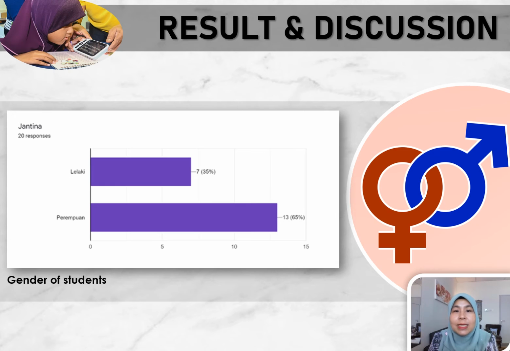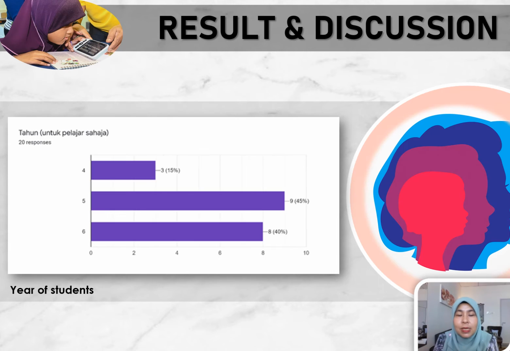The graph shows that 65% of the respondents are female, while another 35% are male students. This question was addressed to a group of students from Year 4, Year 5 and Year 6. According to the responses, 50% are students from Year 4, 45% from Year 5 and 40% from Year 6.